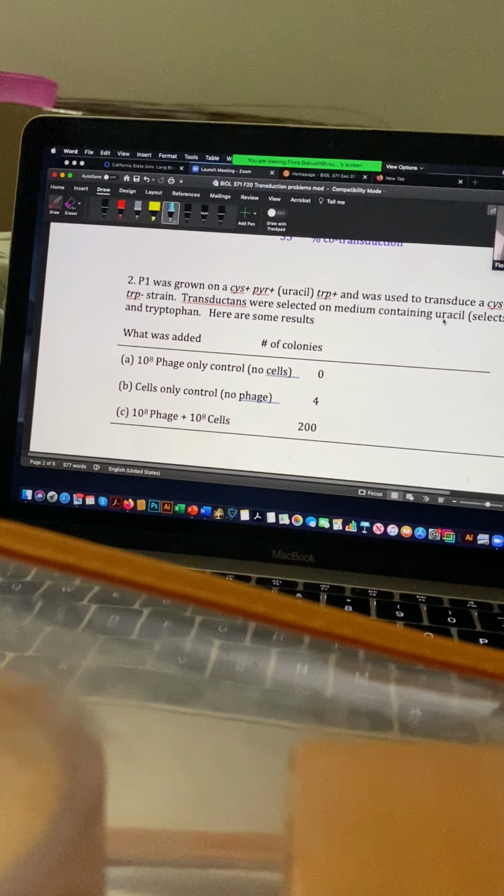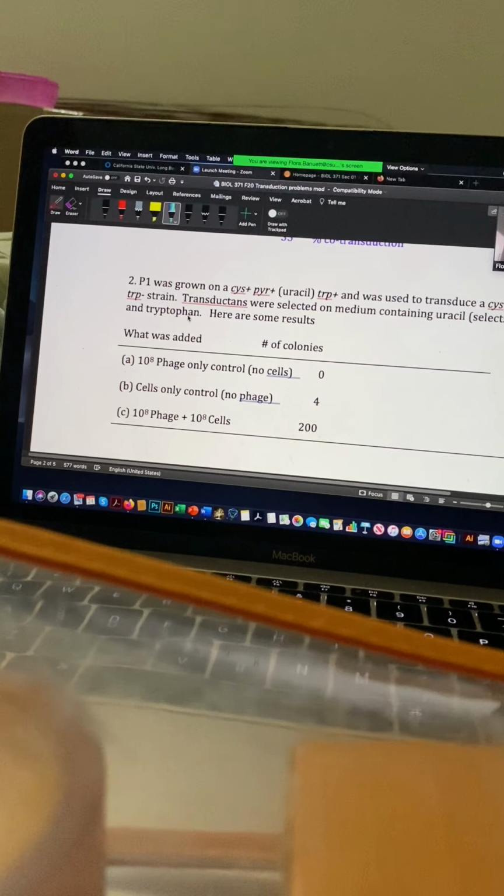Okay, but the medium has no uracil and no tryptophan. And they are cis minus and trip minus. What do you think they are? You said something at the beginning that was kind of in the right direction. Could it be contamination from your lysate? No, because there is no phage here. Oh, that's right. Okay.